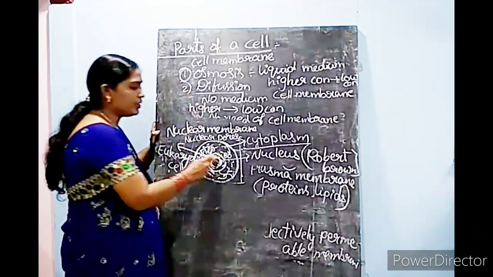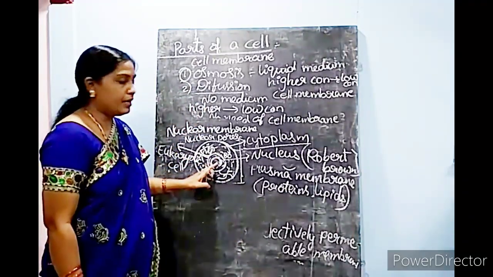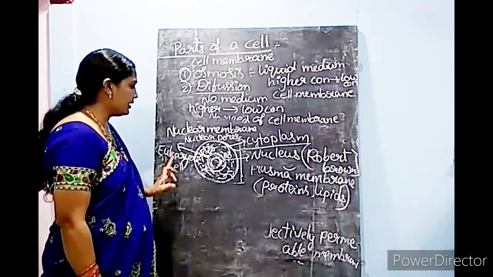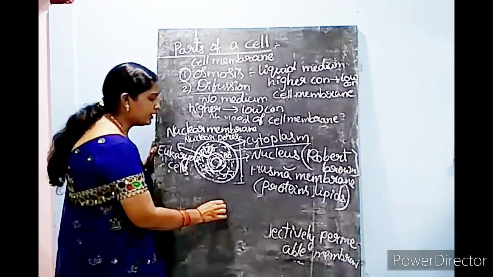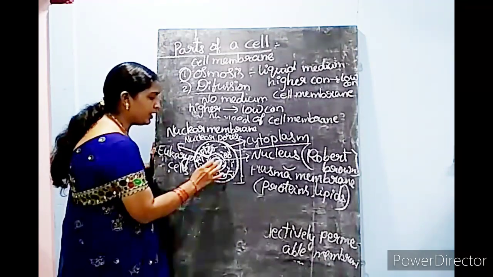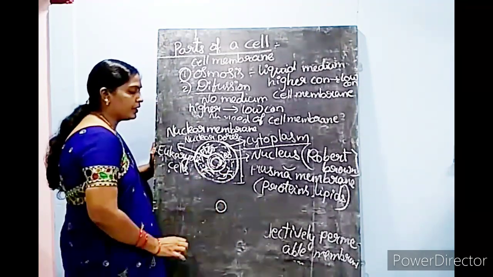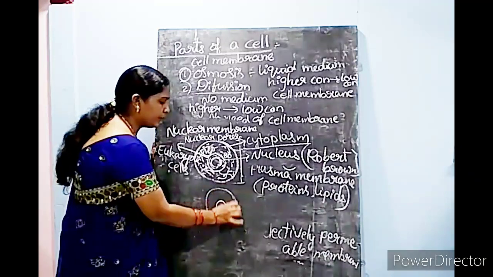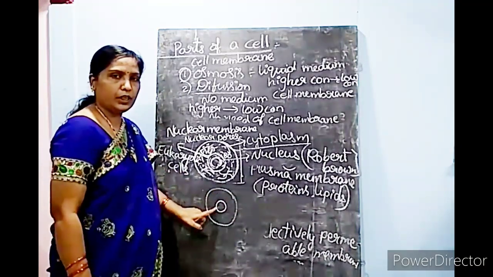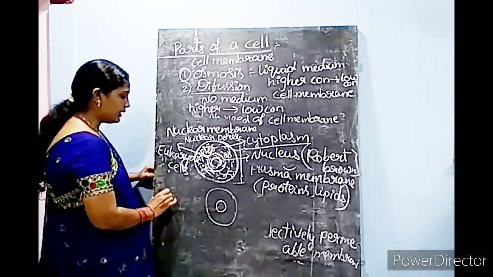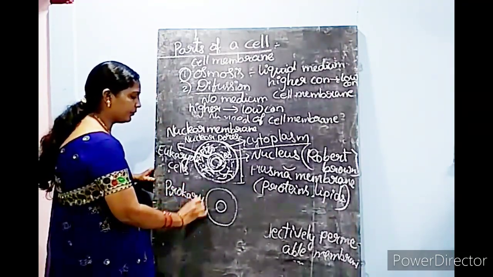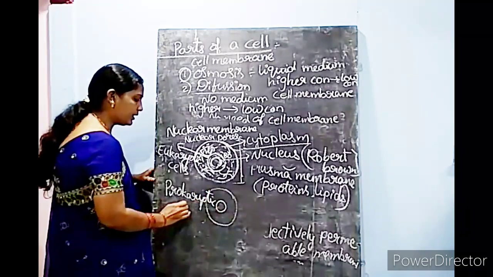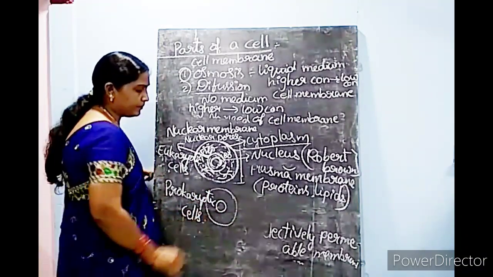So the cells which have the nuclear membrane are known as eukaryotic cells. Some organisms will not have any membrane like this. Only a single nucleus is present without any nuclear membrane. Such cells are known as prokaryotic cells.